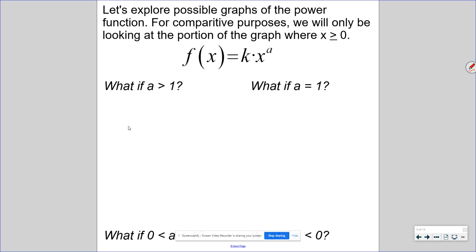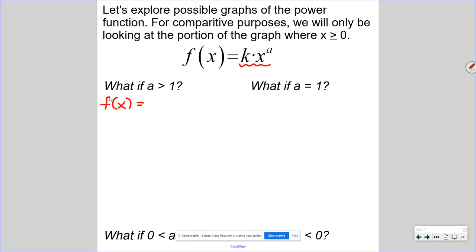All right, so we're going to look at power functions and analyze their graphs on this slide. So here is your setup for power functions, and I'm going to ask you different scenarios. What would the graph look like if the value of a, which is the exponent, is larger than 1?